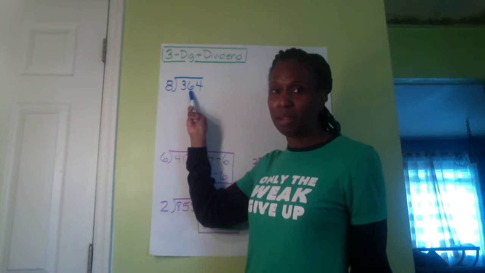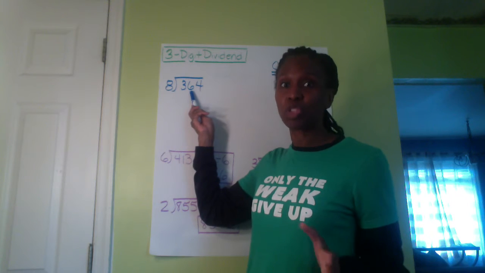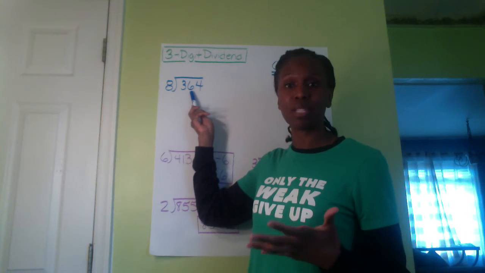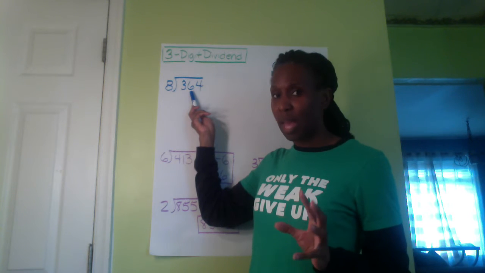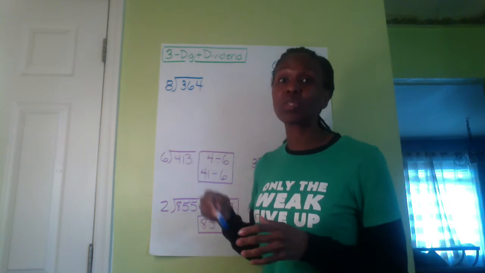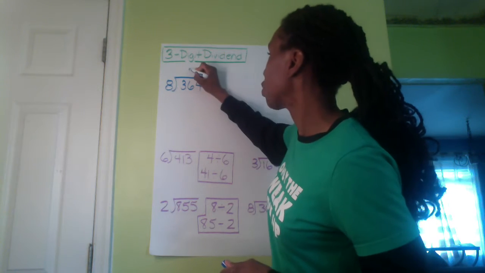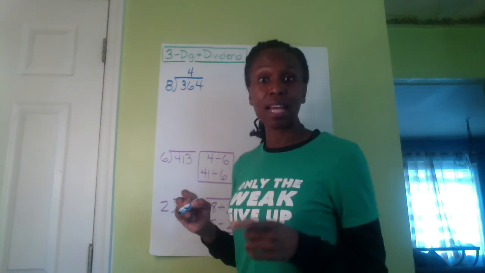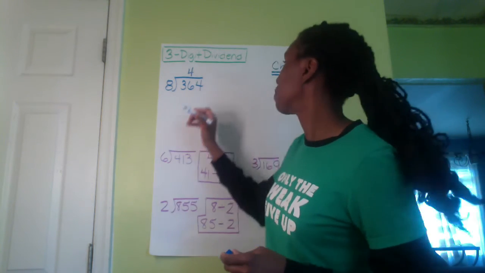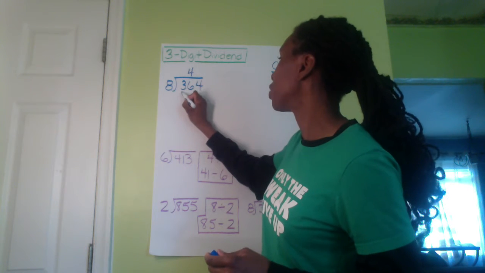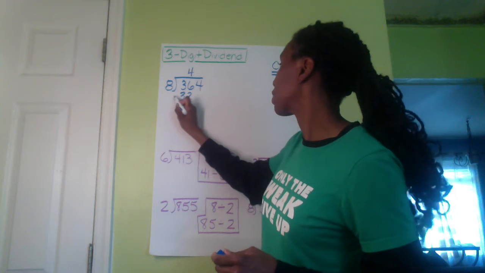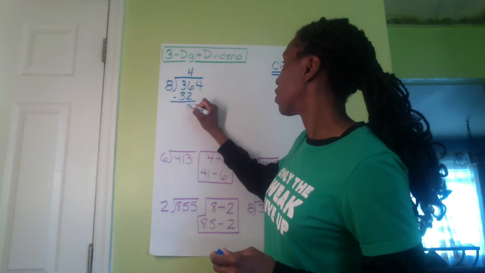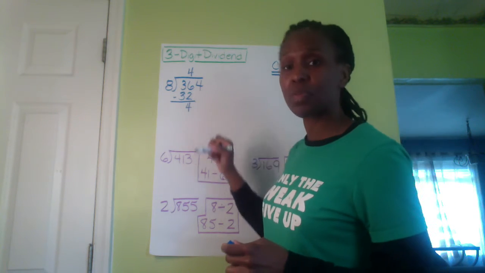Now, I don't have an 8 multiplication fact that is equal to 36, so I'm going to have to estimate. What can I multiply times 8 that's close to 36 without going over? Well, the answer is 4. So I divide. After I divide, I multiply. 4 times 8 is 32. After you multiply, you're going to subtract. 6 minus 2 is 4, and then 3 minus 3 is 0.